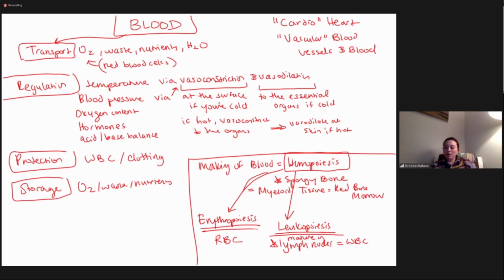So again, all blood is created in the bone marrow, but the leukocytes, or the white blood cells, mature and grow up and get fully functioning in the lymph nodes. So they're not made in the lymph nodes, they just get to full functioning maturity in them. Okay, so that's the making of blood and then the functions of blood.